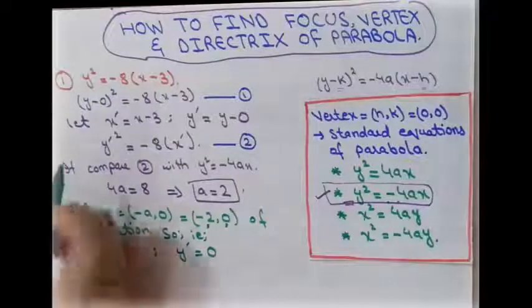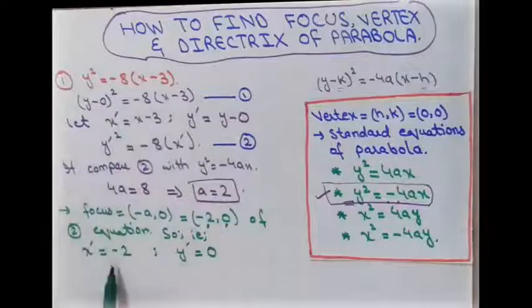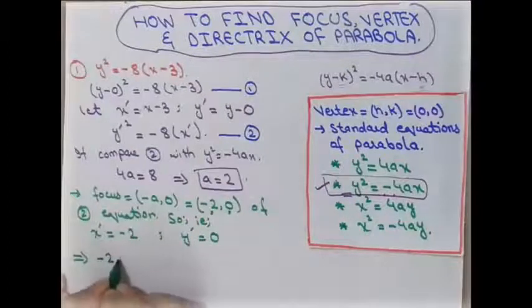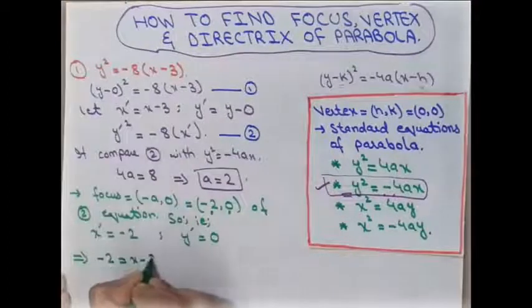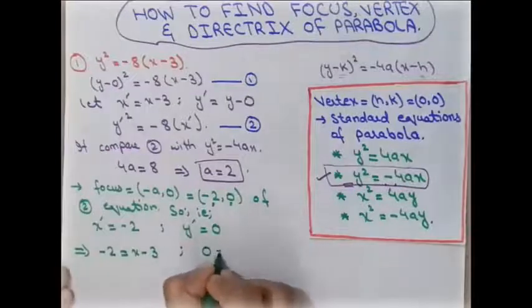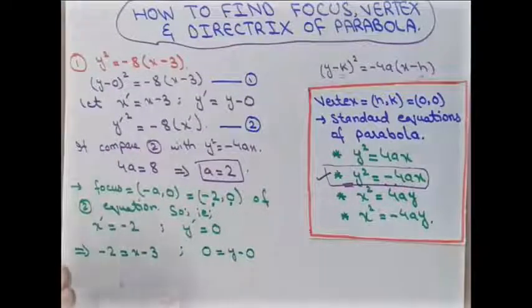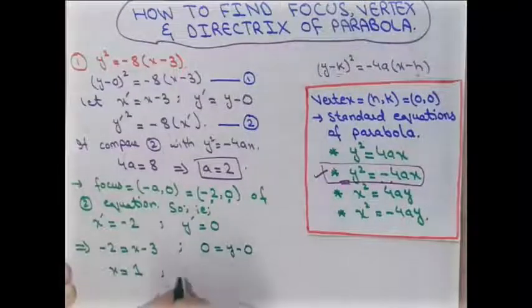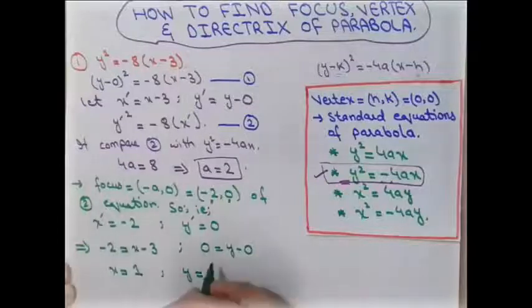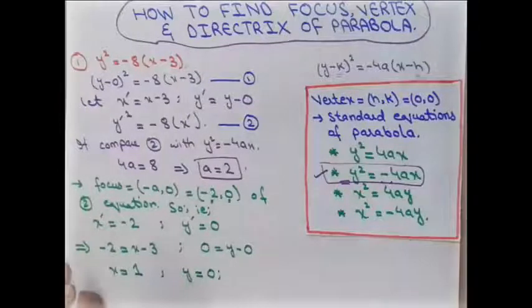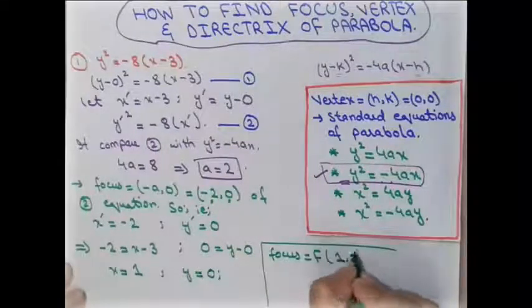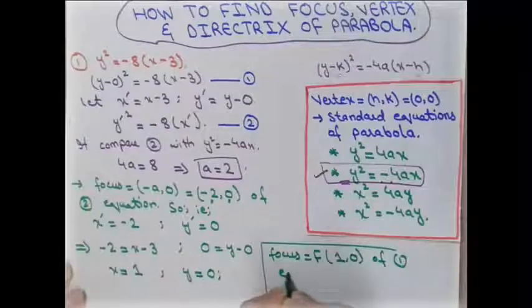So we already suppose these two terms, so just put the value of x dash and y dash in this equation: 0 equals x minus 3, and similarly 0 equals y minus 0. Then I find the value of x is 1 and the value of y is 0. So in this way I can find the coordinates of the focus of the first equation, which is (1, 0).